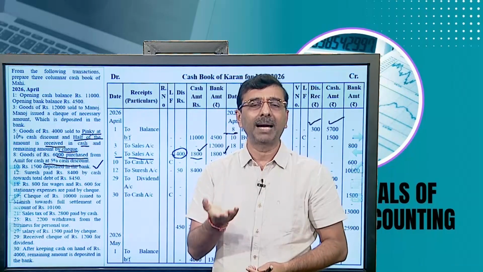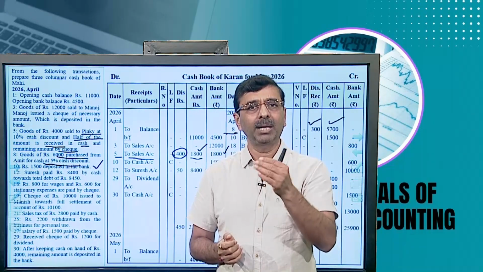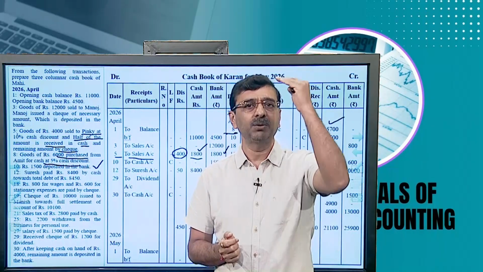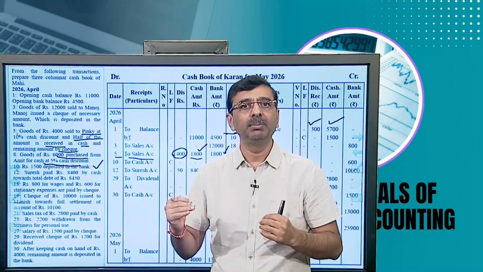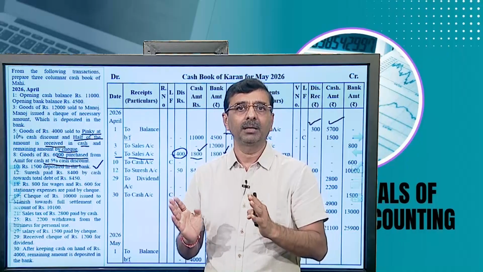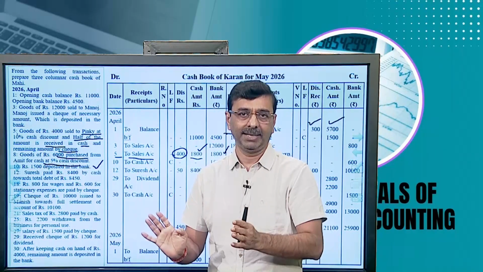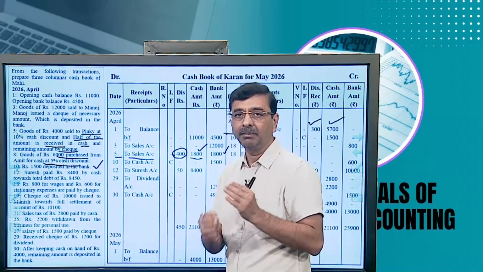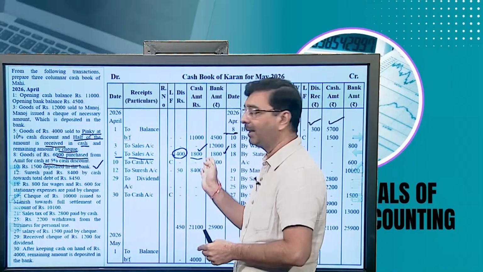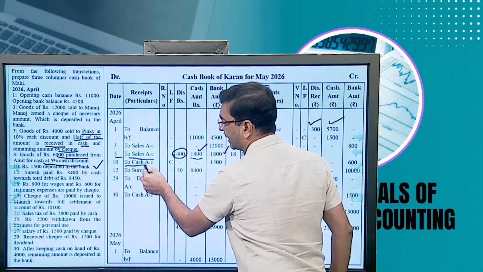Who is a receiver? Bank is a receiver. So bank account is debited and cash account is credited. So the bank balance will be increased and the cash balance will be decreased. So we'll have to enter these transactions on both sides. One is that the bank is a receiver, so on the receipt side in the bank column, the opposite name is cash account.